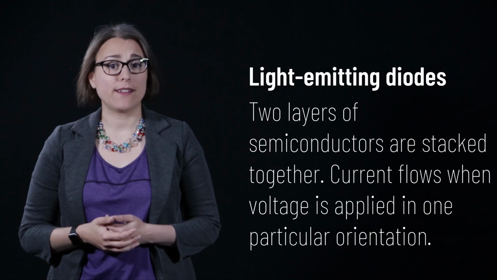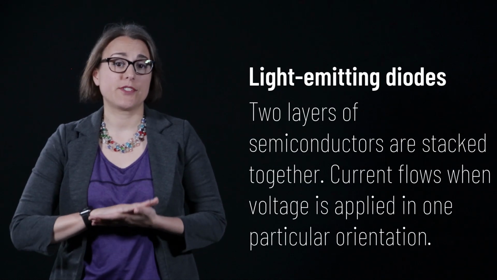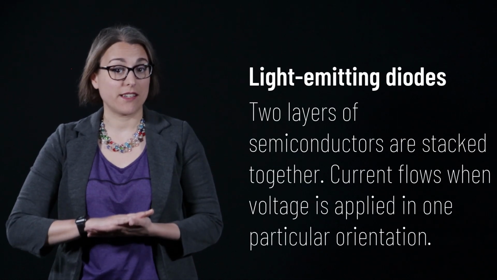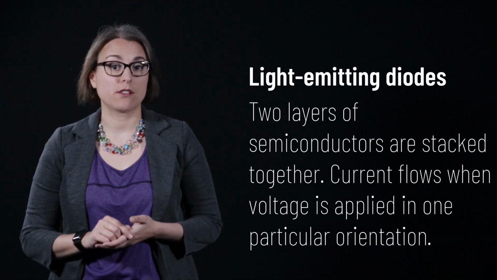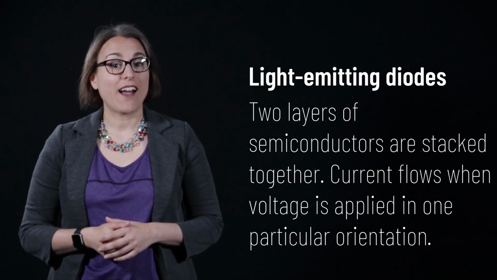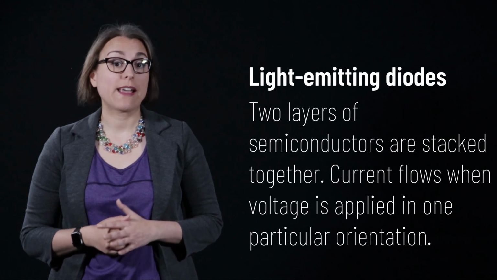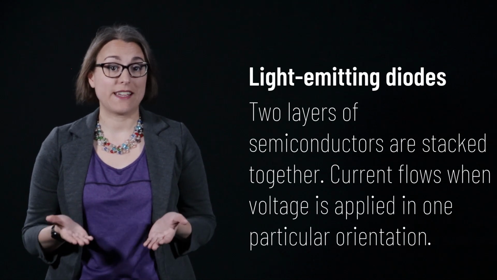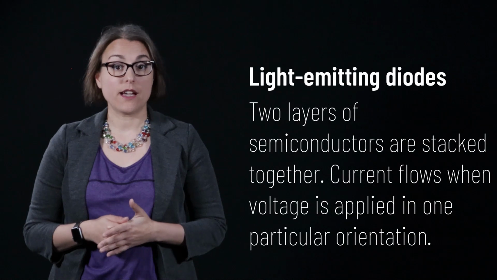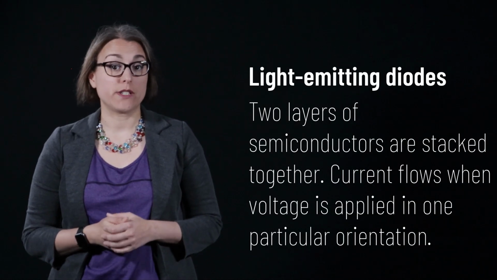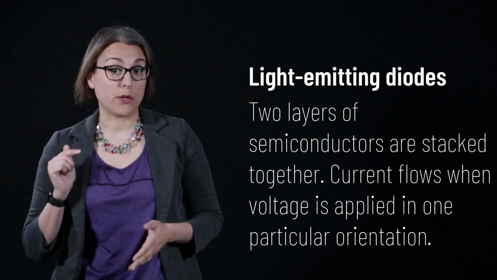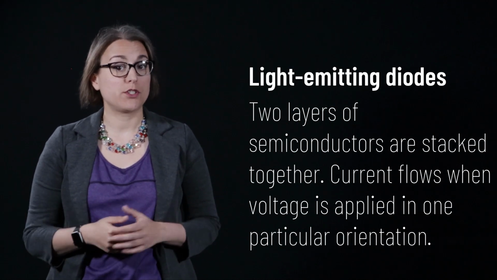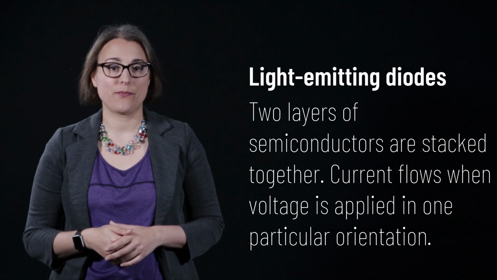Light-emitting diodes, or LEDs, use two layers of semiconducting material stacked together to create current flow when a voltage is applied in a certain direction. A semiconductor, as described in Lecture 22, acts somewhere between a conductor and an insulator. A diode, which we discussed in Lecture 23, acts like a one-way valve that only allows current to flow in one direction if voltage is applied in the correct orientation.